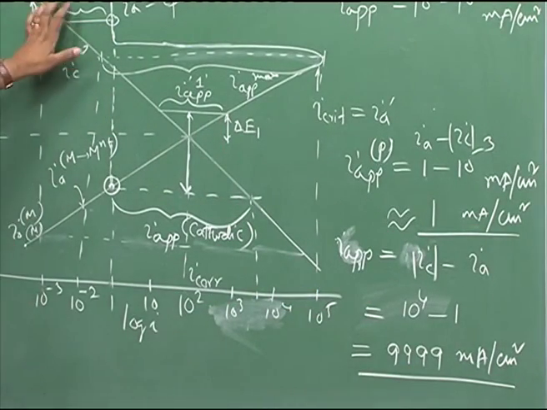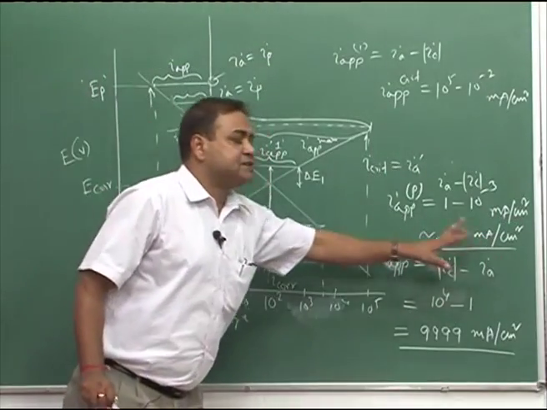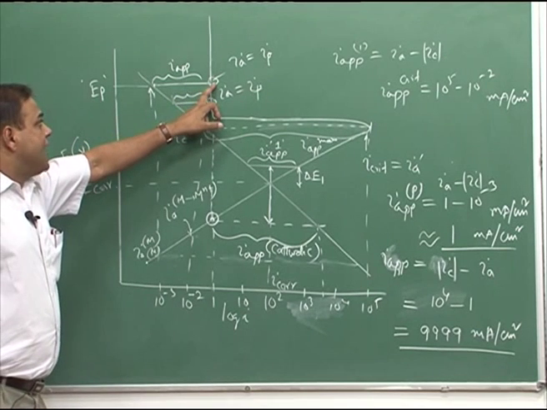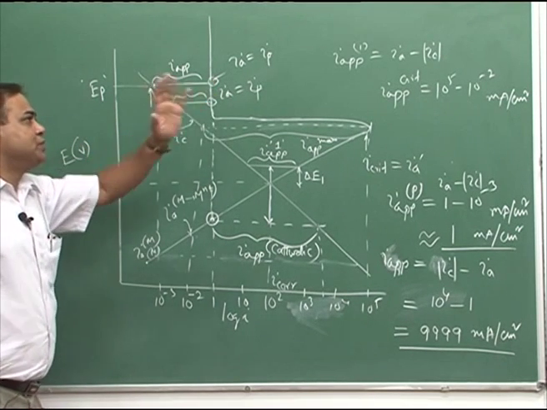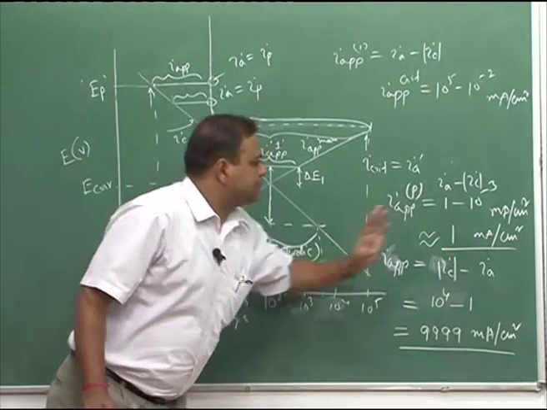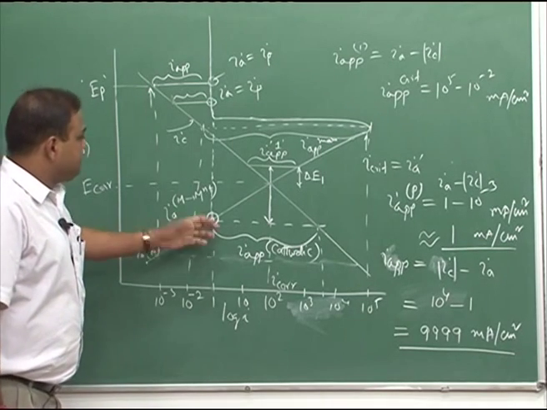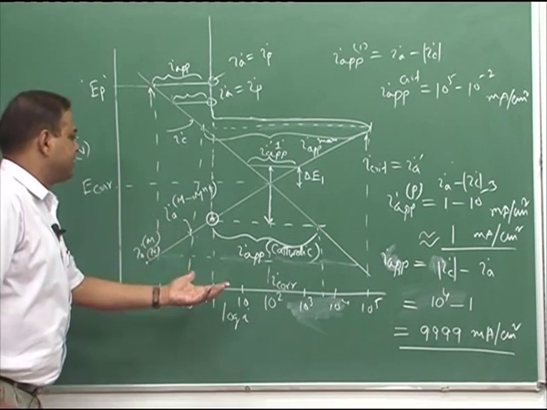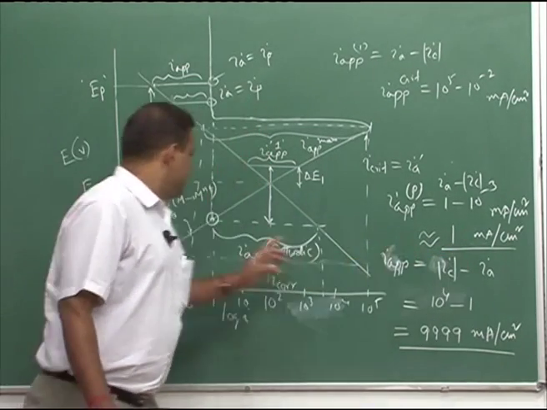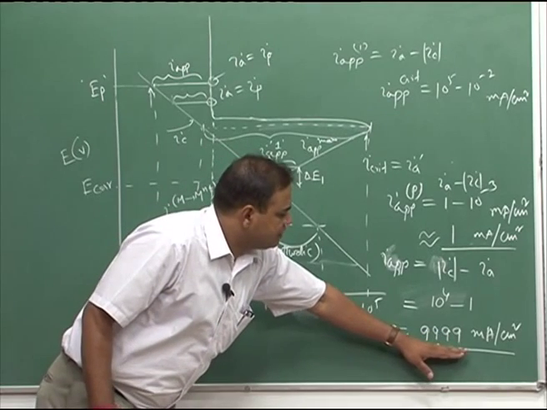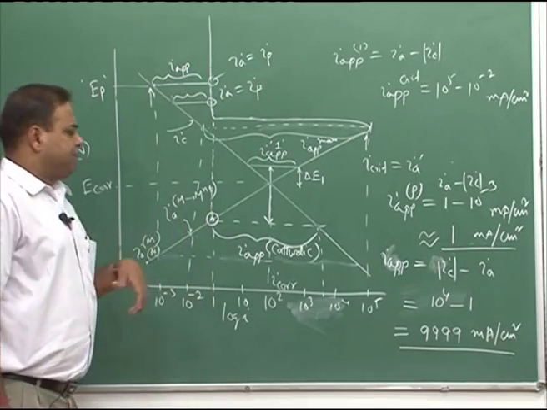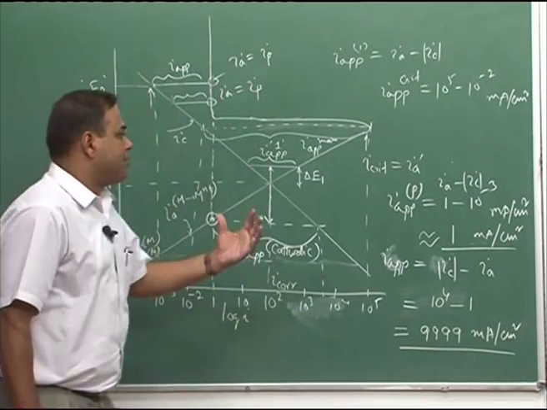So, in one case I need to supply only 1 milliampere per centimeter square in order to get the protection anodically, and that time my current density corresponding to the corrosion rate is only 1 milliampere per centimeter square. But in the reverse case, when we go for cathodic protection, in order to get the same level of current density for the protection, my applied current would be 9999 milliampere per centimeter square, which is a very, very large current, and a very, very large current means we need to spend a lot of money.